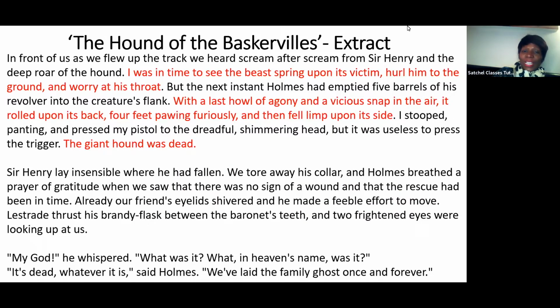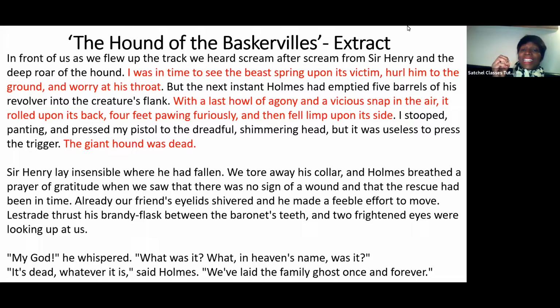In the last section here, we can see that this has not been stopped. You can see with these verbs, it sprang, it hurled, it's worrying, which means it's kind of gnawing and clawing at someone's throat, really trying to rip out his throat. So it's still very, very deadly and very dangerous. We can see that through those verbs.